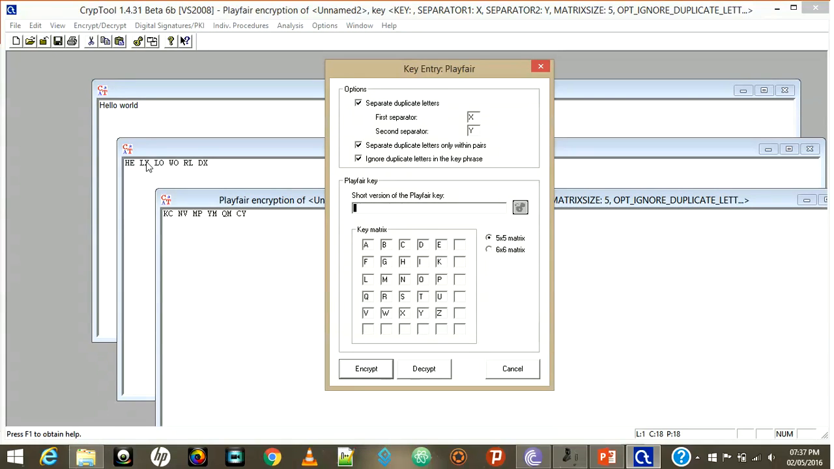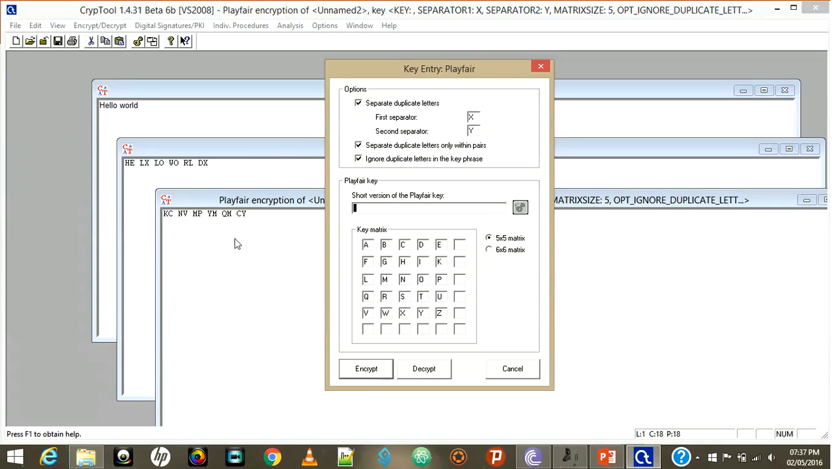Okay, next we'll go for LX. Check whether L and X are in the same row, same column, or neither. L is here and X is here. So the intersection of these letters is what? V. Okay, sorry, L and X is what? This is N. And then X and L is V. So that is NV. Same thing for all the letters.